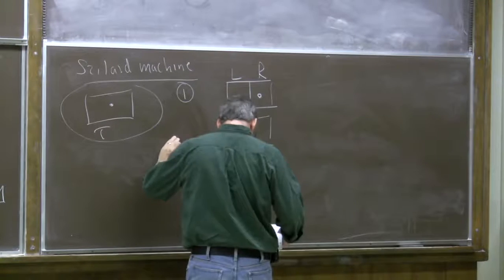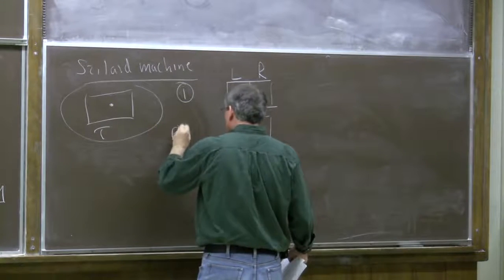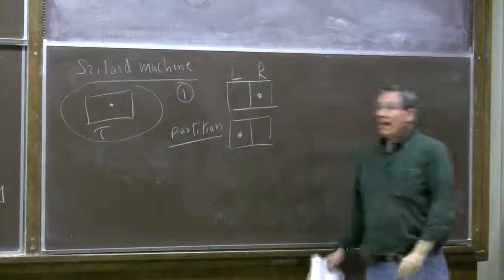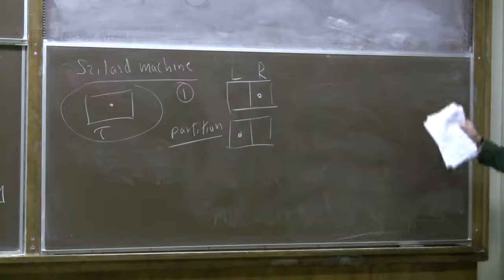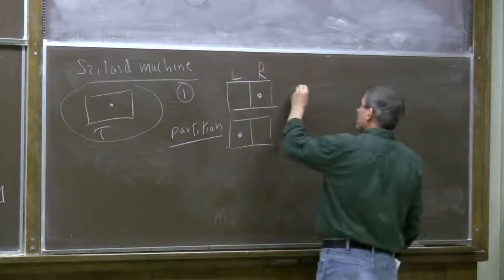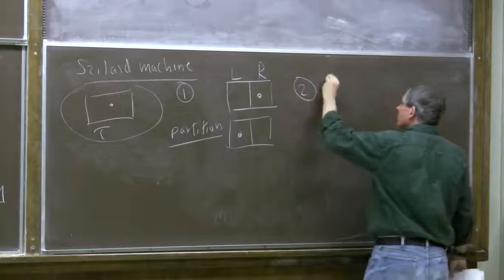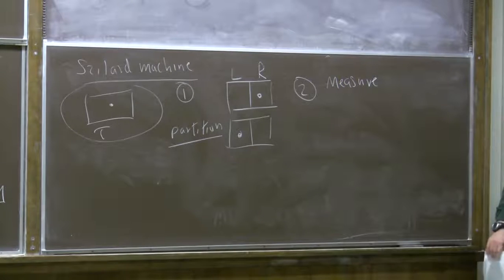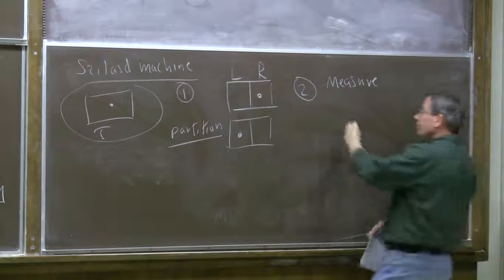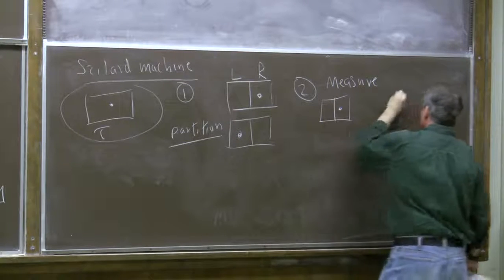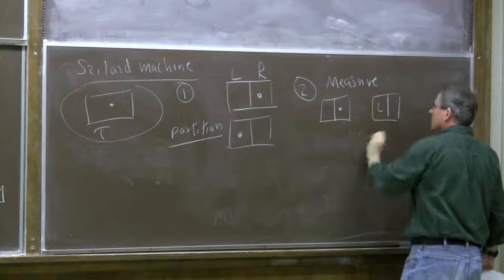And we partition into two parts. But we haven't at this stage observed whether we caught the particle on the right side or the left side. So the second step is to measure. So the demon learns whether the molecule got caught on the left or the right. Which of the two possibilities is it? Is it stuck on the right side or on the left side?